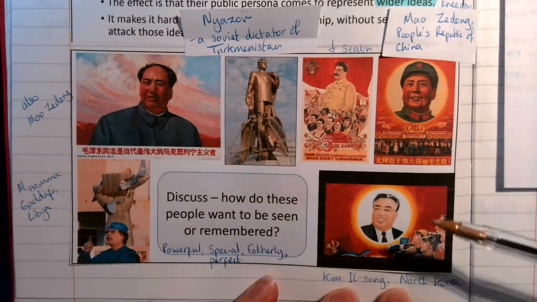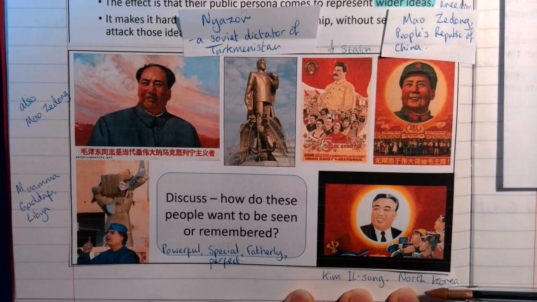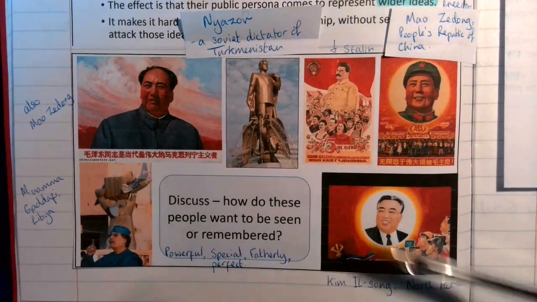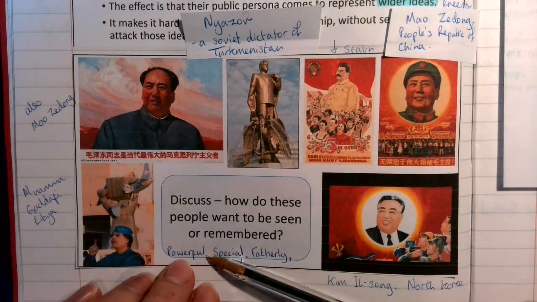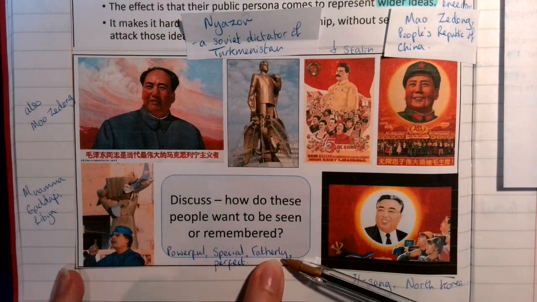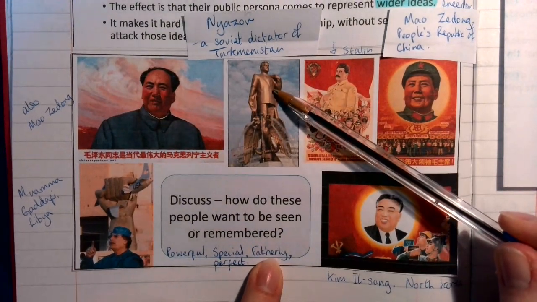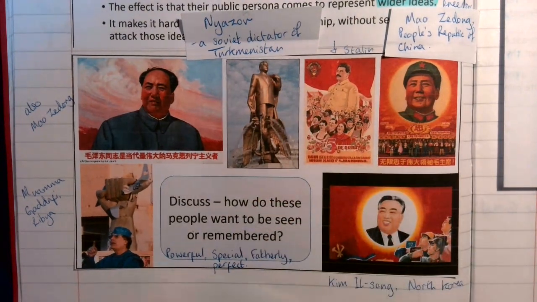And in this one down here, this is Kim Il-sung, who's a dictator in North Korea. Not the current one, a generation back. So on the one hand, they want to seem normal, but also really powerful, fatherly, sort of kind, friendly. Maybe not this guy, because he looks like he's made of solid gold. Definitely special, perfect.